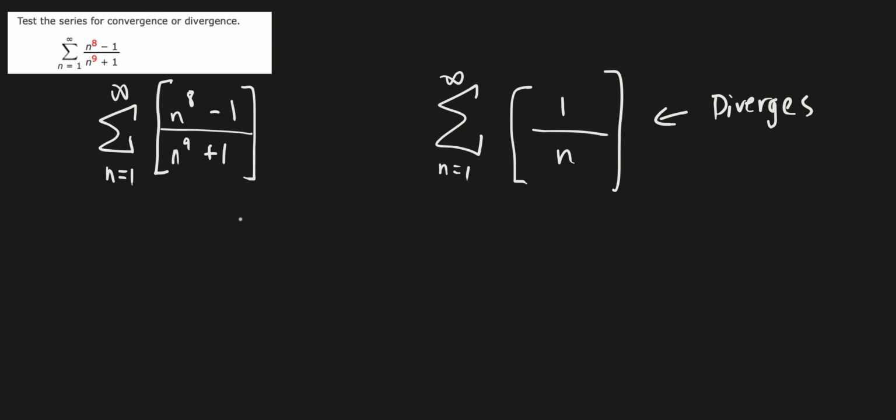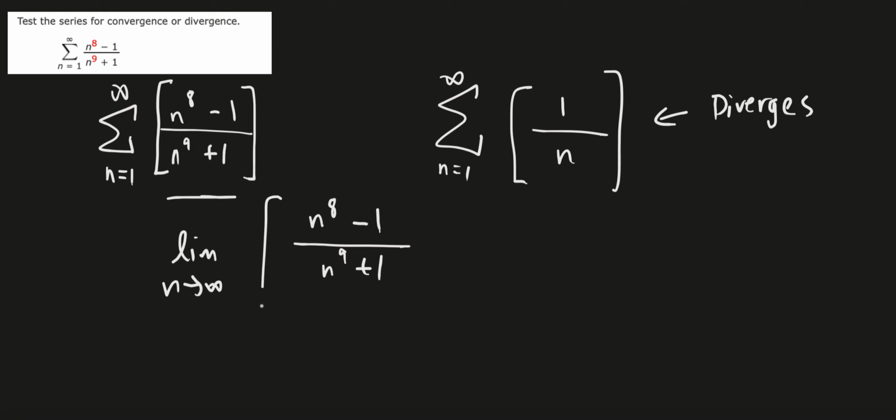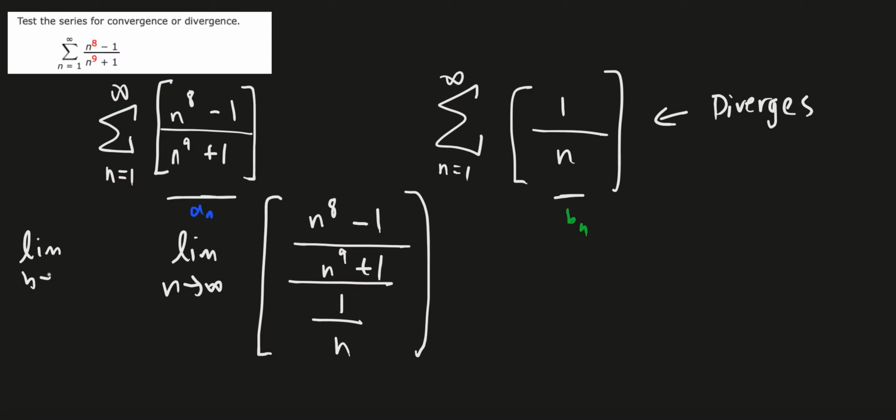Diverges. So if we wanted to use the limit comparison test, what we do is we take the limit as n approaches infinity of this, which we call a sub n. So that's n to the 8th power minus 1 over n to the 9th power plus 1. And then we divide that by b sub n, which is essentially this. That's what we call b sub n. So this is 1 over n. So this would be a sub n, and this would be our b sub n. And so essentially we take the limit as n approaches infinity of a sub n over b sub n.